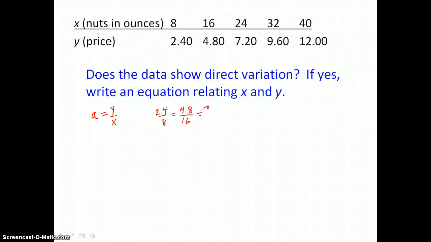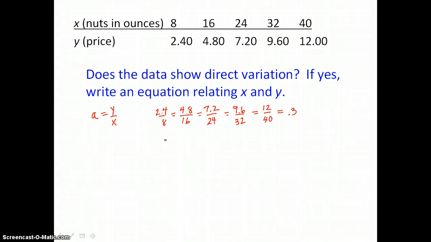Equal 7.2 divided by 24? Equal 9.6 divided by 32? And finally, 12 divided by 40. And you can see that in each case that ratio does simplify to 0.3.